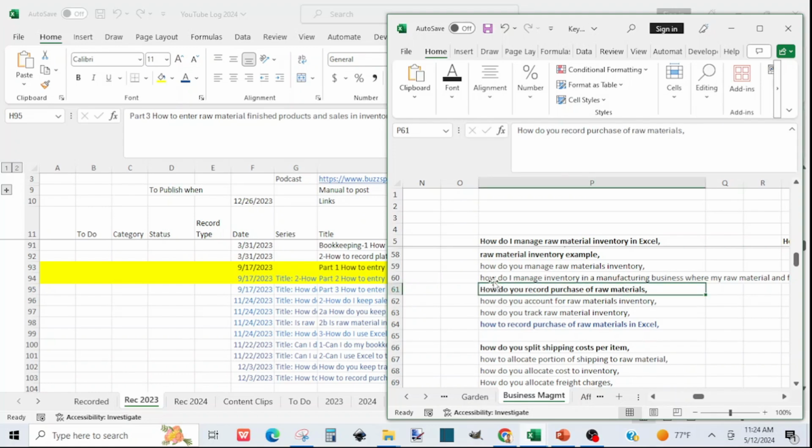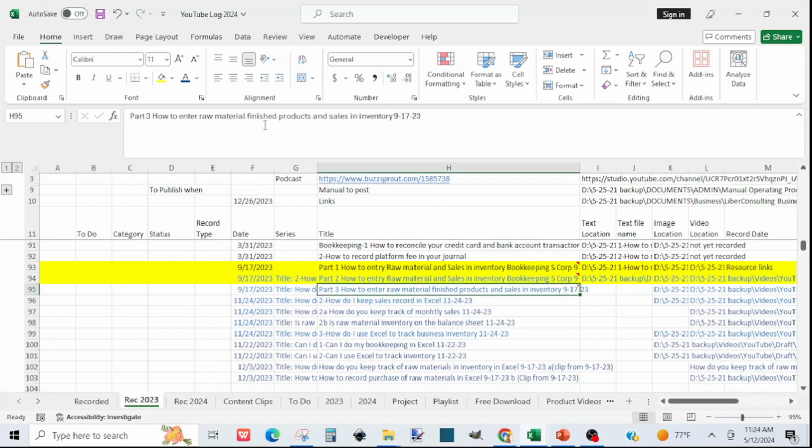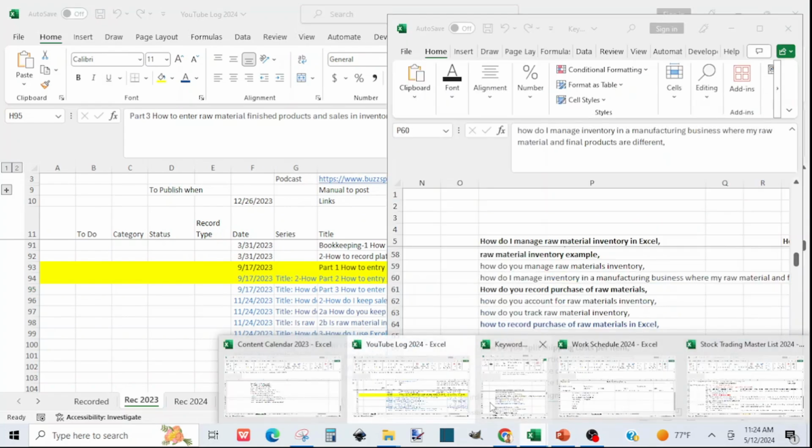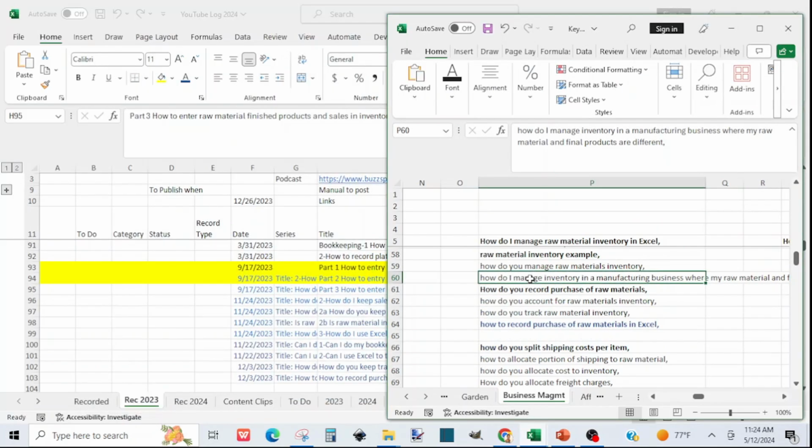Those questions are specific. How do I manage inventory in a manufacturing business where my raw material and finished product are different? How to enter raw material, finished product and sales in inventory? I could pair those two because I know that I answered the question there.